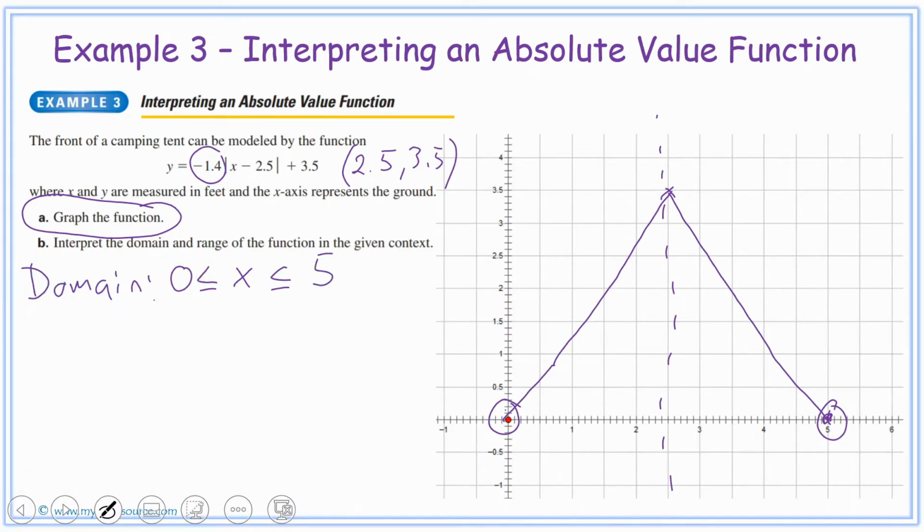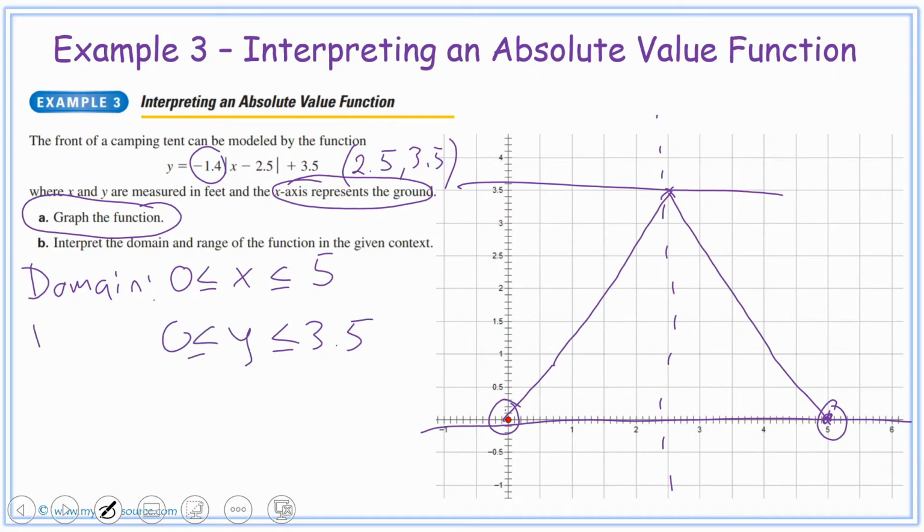So that's our domain. To find the range, you can either substitute those values in to find the range, or you could just look on the graph. And you can see that the range goes no higher than 3.5 and no lower than 0. And so remember, it was already given to you, the x-axis represents the ground, right? And x and y are measured in feet. So that's horizontal and vertical. So 3.5 is the highest you can go for the range, and the lowest you can go for the range is 0.